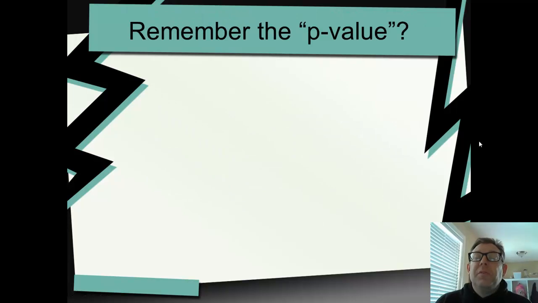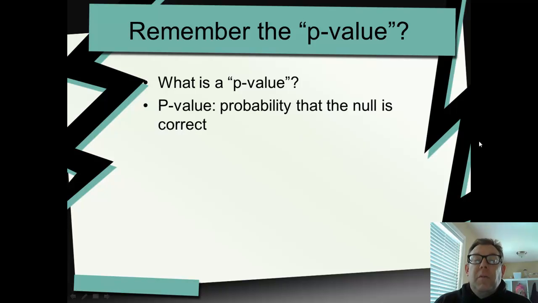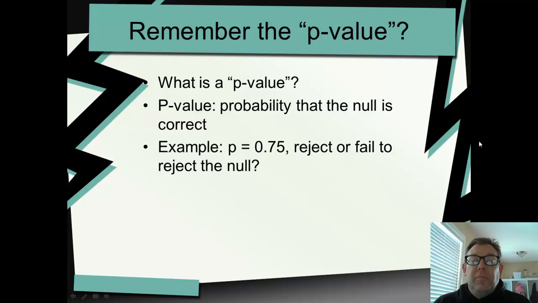So how are we going to do this? Well, do you remember the p-value? What is a p-value? I'll give you a second. Do you remember that one definition of a p-value is the probability that the null is correct. So these inferential stats will give us the p-value, and that will allow us to make a decision.